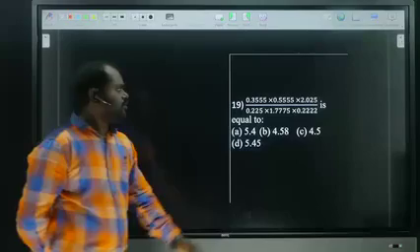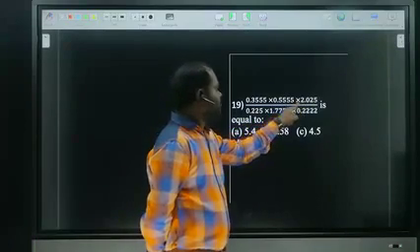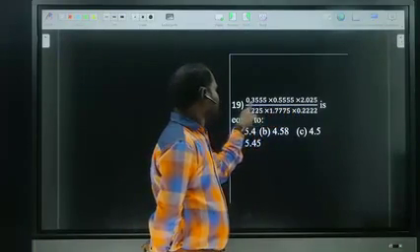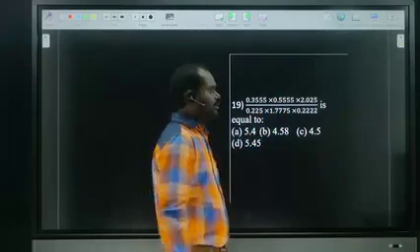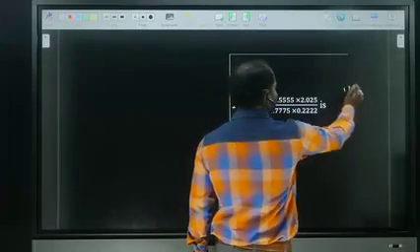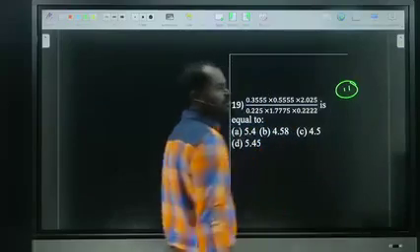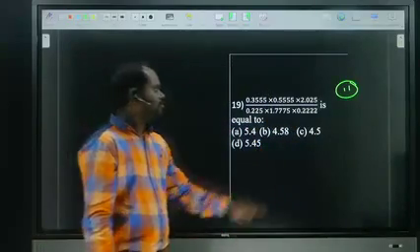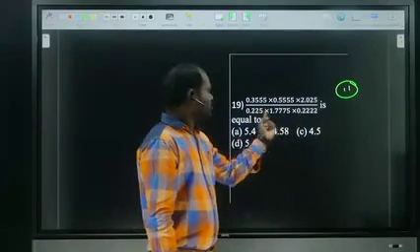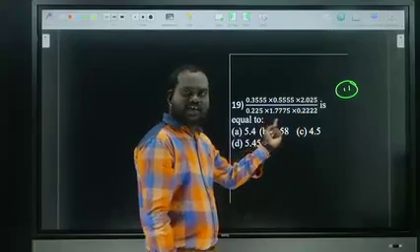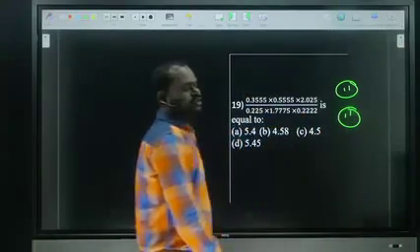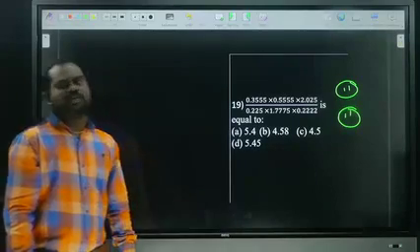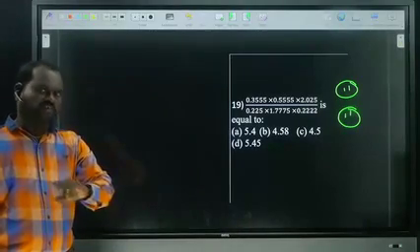Now count. Here after three numbers, four numbers. 3 plus 4 is 7, 7 plus 4 is 11. In the numerator the point is after 11 terms. In the denominator observe: 4, 4, 3. 4 plus 4 is 8, 8 plus 3 is 11. Here also the point is after 11 terms. In the numerator also 11 terms, in the denominator also 11 terms.